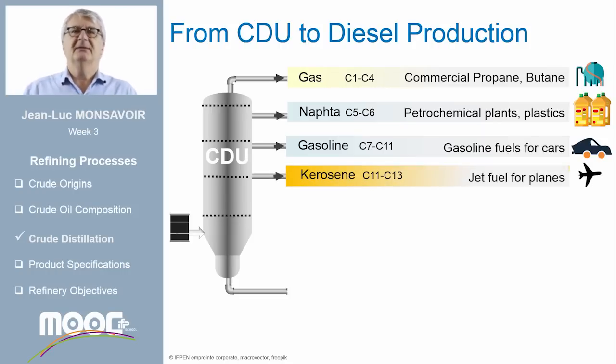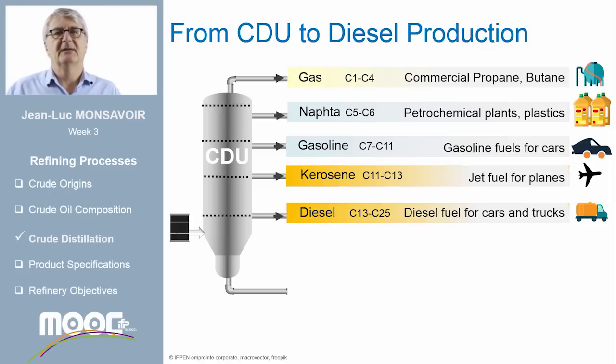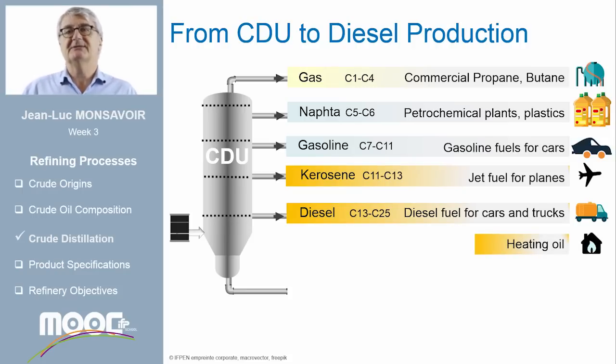The kerosene cut is the main base used to produce jet fuel, called Jet A1, delivered to all international airports. Typically, the carbon number of this cut is between 11 and 13. The next cut is the diesel cut, which is the base of the diesel fuel for diesel engines of cars and trucks. The hydrocarbon chains contain between 13 and 25 carbon numbers. This cut is also the base for heating oil used to heat buildings, houses and offices.